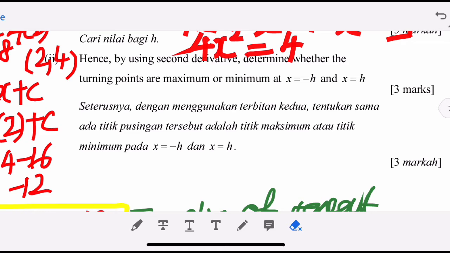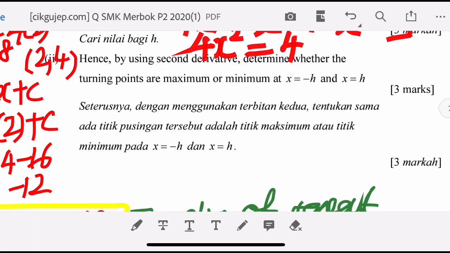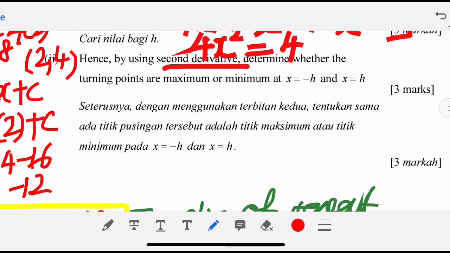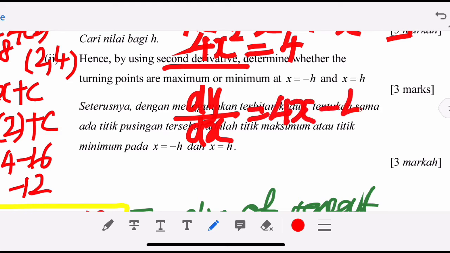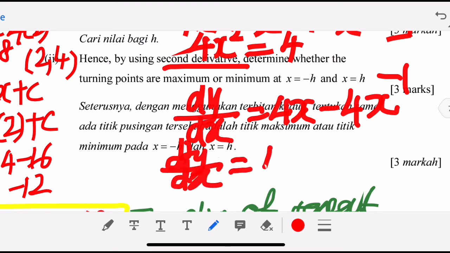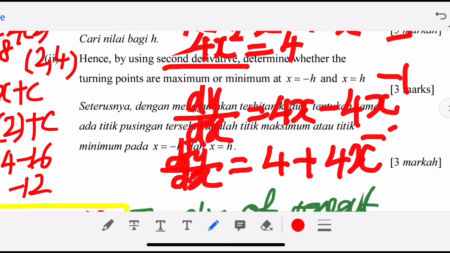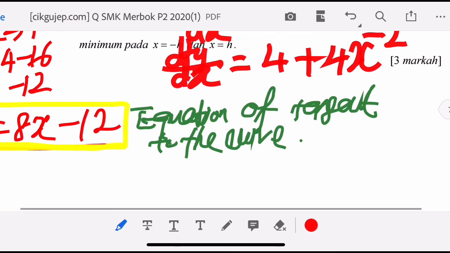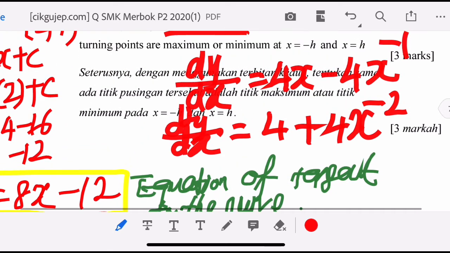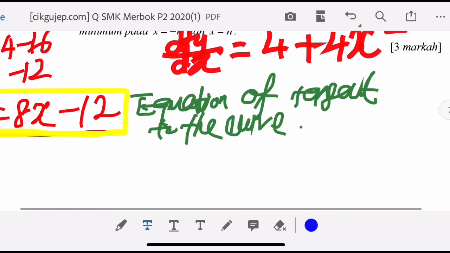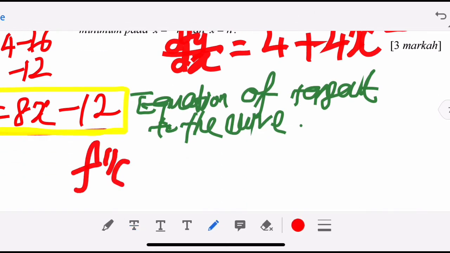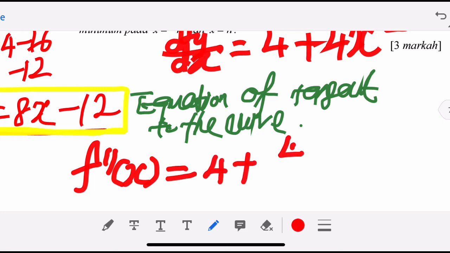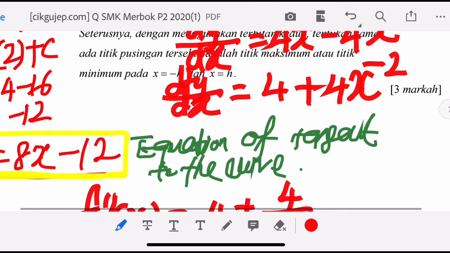To determine the maximum or minimum point, you have to use the second derivative. So here, d2y dx squared. The dy dx we have just now is 4x minus 4x to the power of negative 1, bring down the power. So we differentiate one more time, will be 4 plus 4x to the power of negative 2, right? Now we need to substitute the 1 and negative 1 into the d2y dx squared. You can write like this: f double prime is 4 plus 4 over x squared, right?